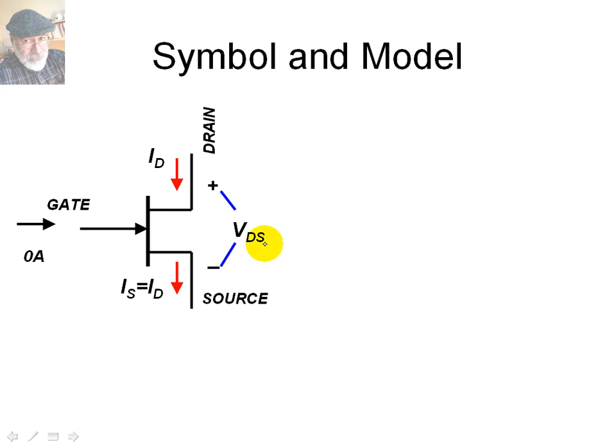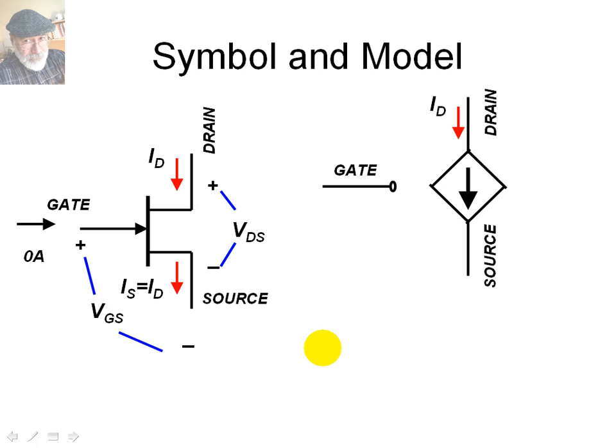We need VDS, and we need to know how much higher the gate is than the source, VGS, which in normal operation is going to be negative. The symbol we'll use will be this, and the model that we will identify as representing that behavior is this one on the right. This gap implies zero gate current, and this control current source tells us that the drain current is controlled. Controlled by what? Controlled by this voltage VGS.